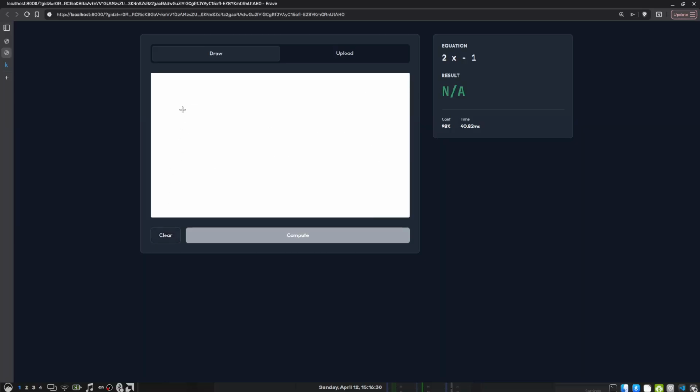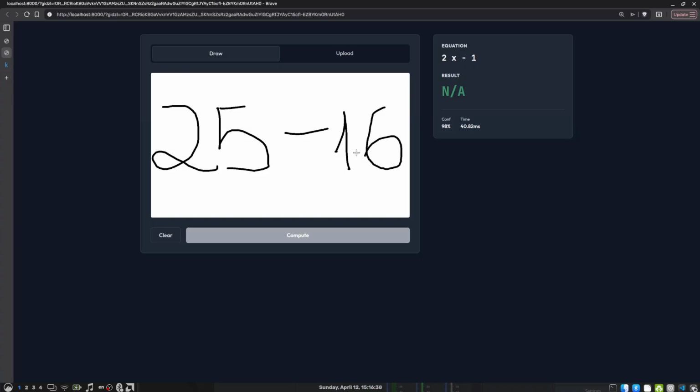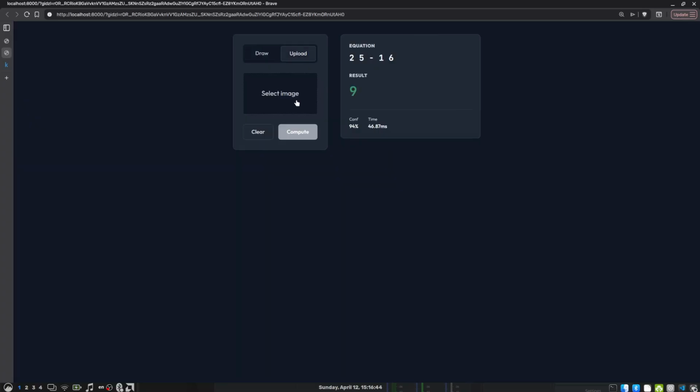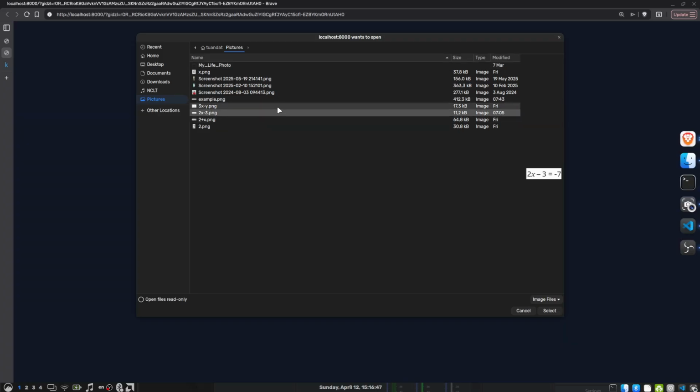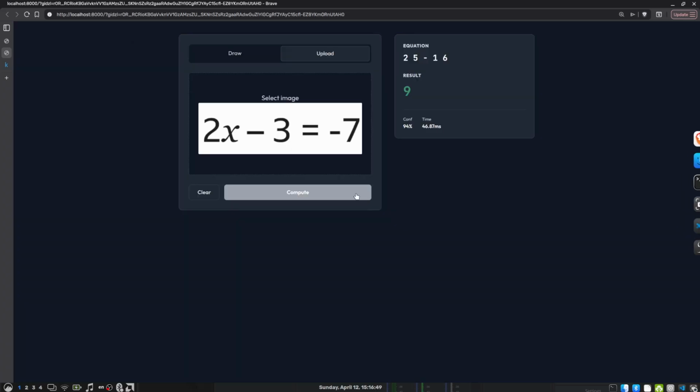How about I want it to calculate? How about 25 minus 16? Okay, 25 minus 16 and the result is 9. How about uploading an image? Let's do this image: 2x minus 3 equals minus 7. How about compute? Okay, it correctly predicted.